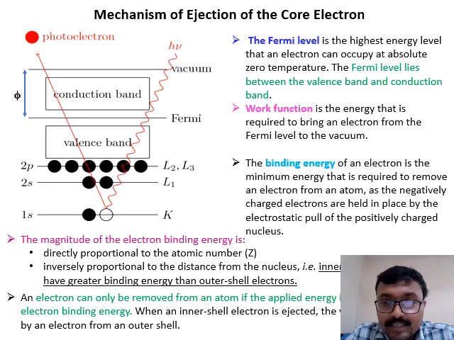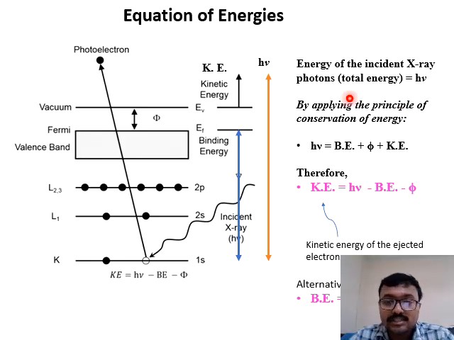So what will be the equation? This is the equation: h nu should be equal to the binding energy of the electron, the work function, and the kinetic energy. This energy is called the energy at the Fermi level, and this is the energy in the vacuum. So work function means bringing the electron from the Fermi level to the vacuum level, and after that is the kinetic energy.